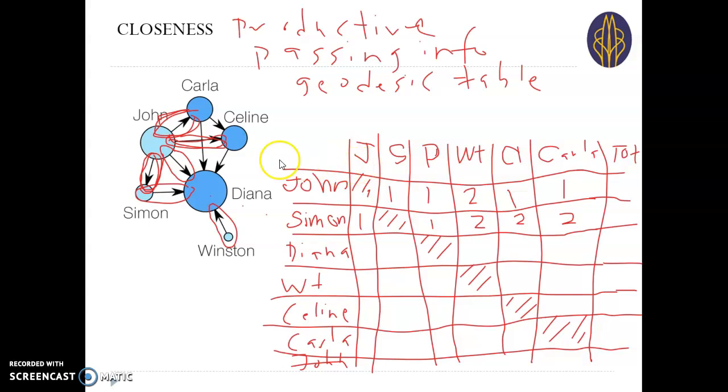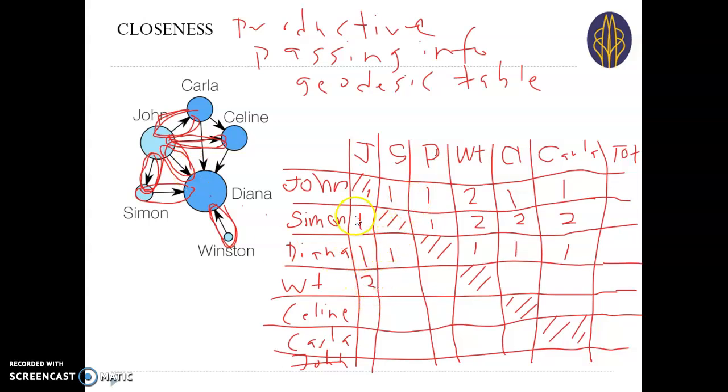Diana and John is 1. Diana and Simon, 1. Diana and Winston, 1. Diana and Celine, it is 1. Diana and Carla, it is 1. Winston and John, it's 2.